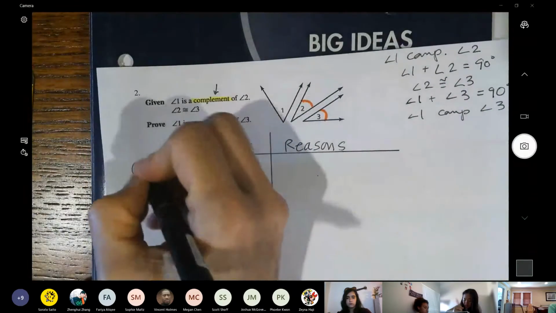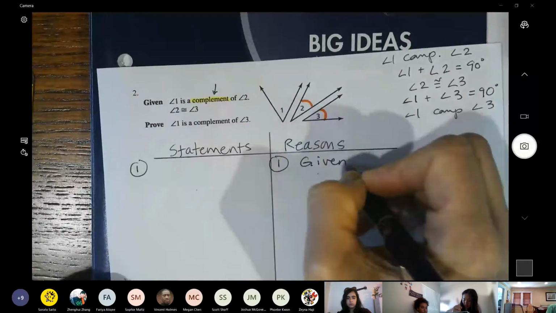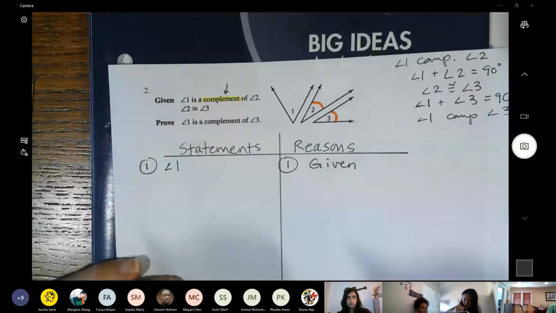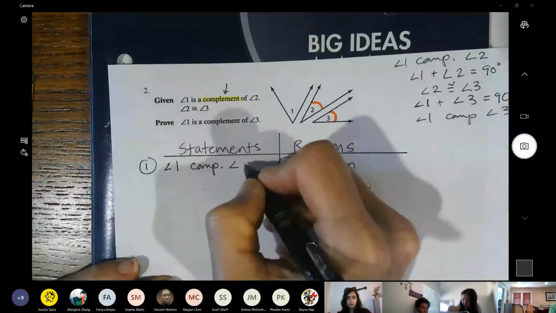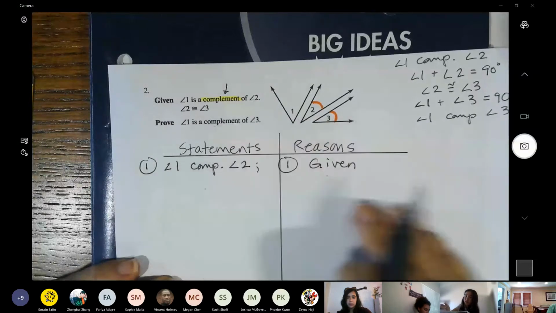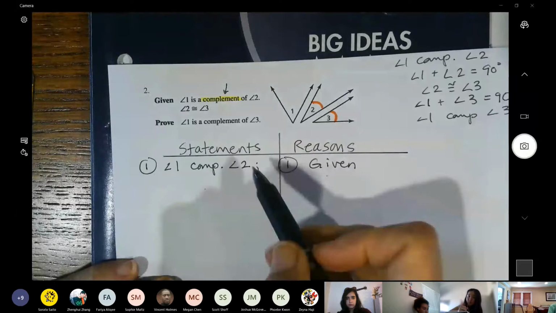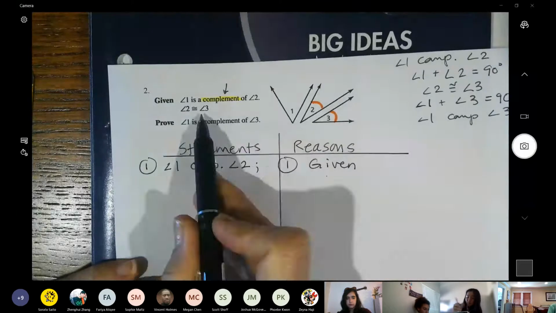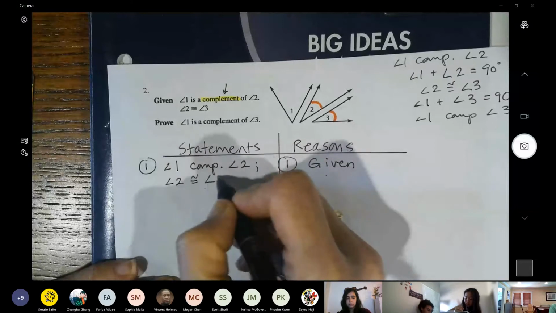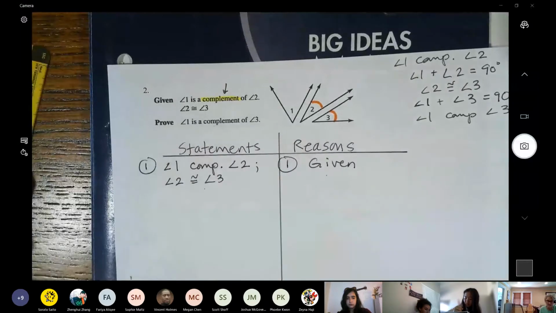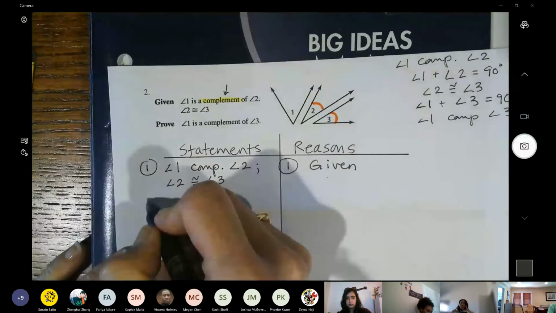So here's our reasons. So number one is going to be, as always, whatever you're given. And again, you can do abbreviations. So angle 1 is complementary to angle 2. And on the next line, if you have room, then just go ahead and put angle 2 congruent to angle 3 on the same line. But I didn't draw enough room. So that's number 1. And if I was on lined paper, of course, I would skip a line. So now I'm on number 2.